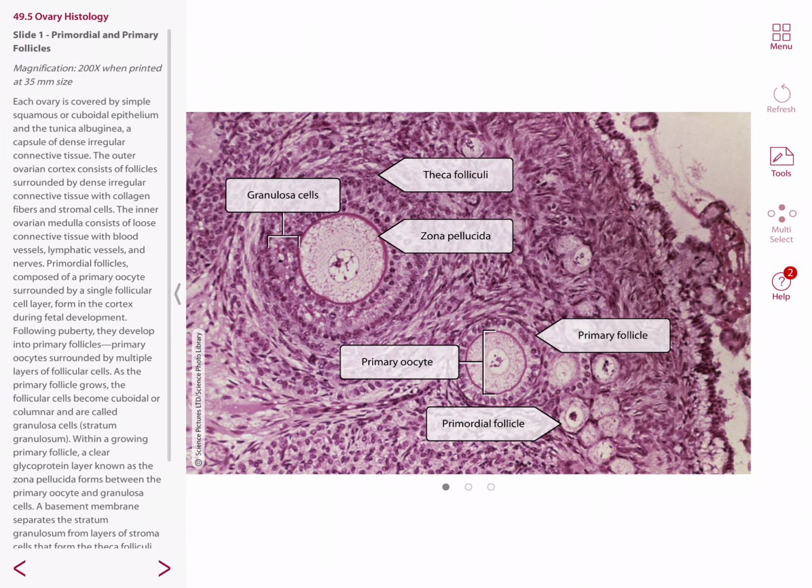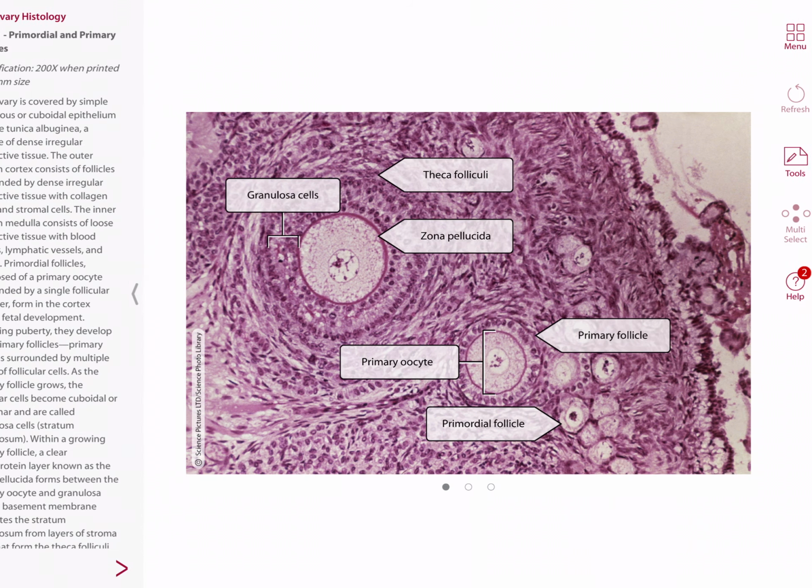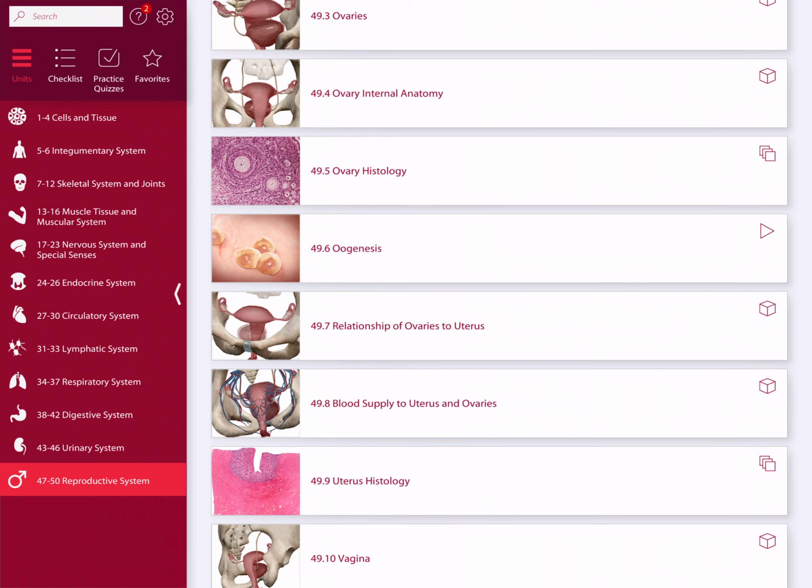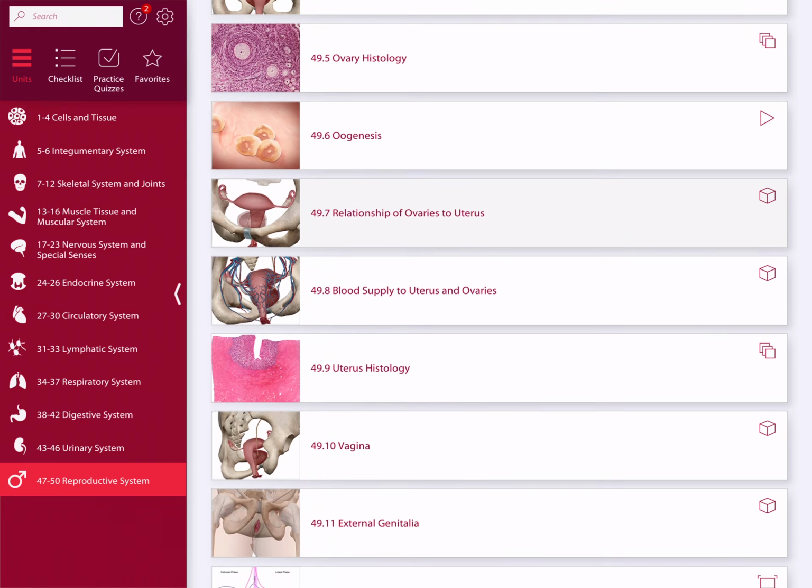So there's your ovary histology. Very, very important for all of this. Oogenesis, that video is fantastic. We'll talk about how those eggs or follicle cells mature and all that fun stuff.